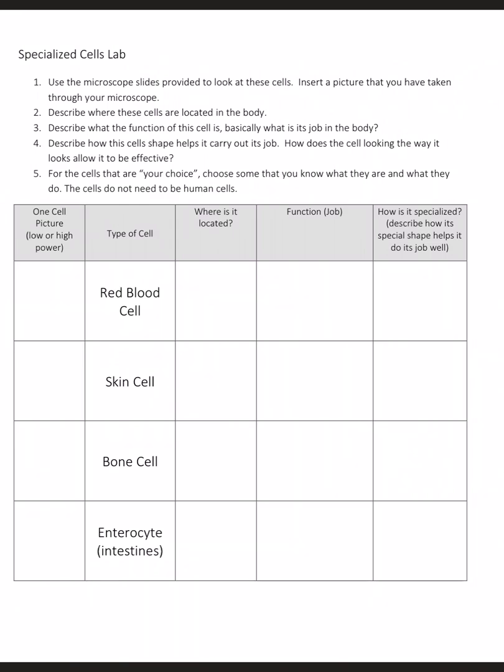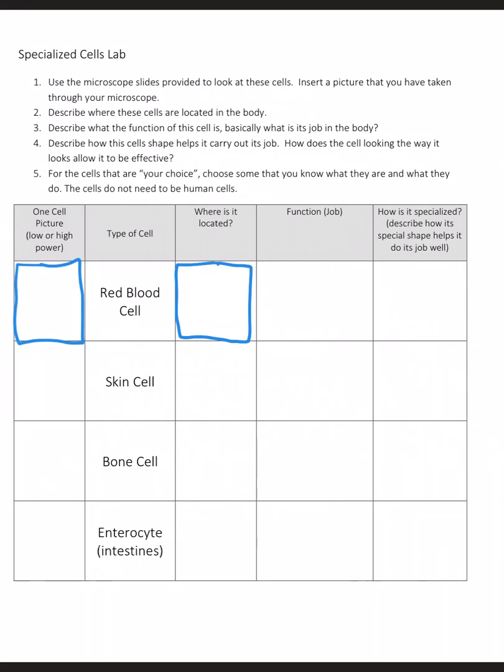As the steps say, you're going to use the microscope slides. They're at the front of the room on my desk. There's the slides you need listed here, and there's also some you can choose from as well. What you're going to do is insert a picture of the cells that you find right there. You're going to tell me in this box where it is located, either in the human body or another animal's body or a plant or something.